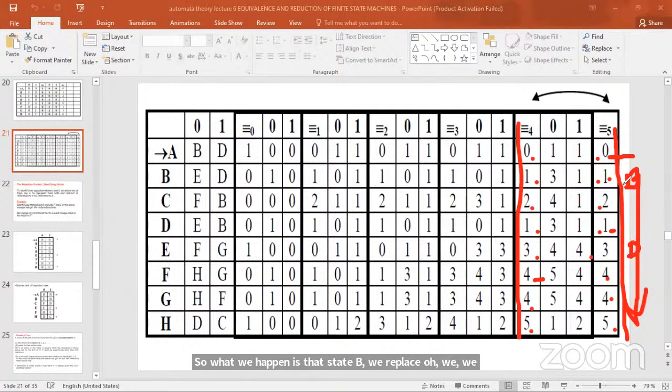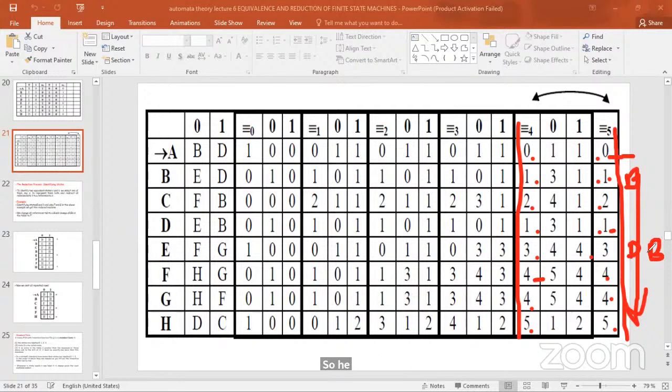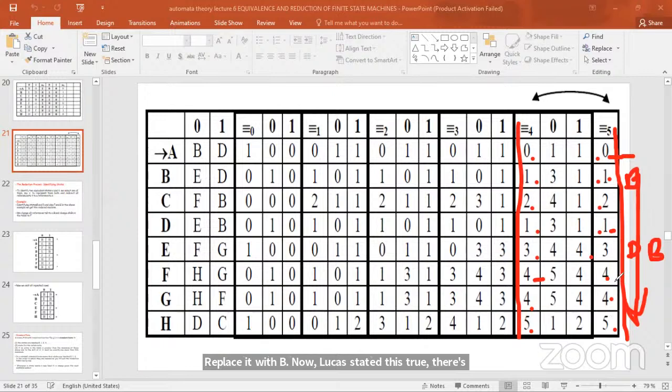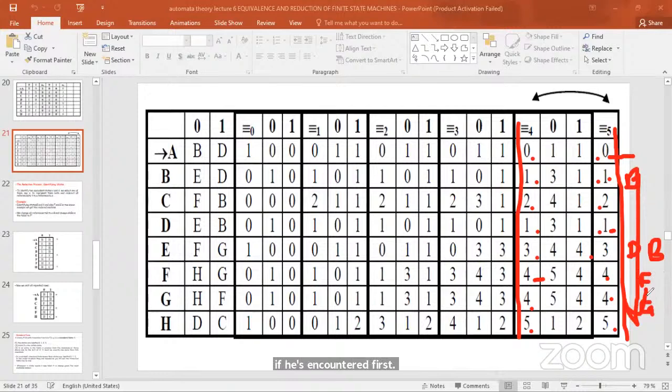So instead of having a table where you see D, you replace it with B. Now look at these two: there's no other 1. 3, no other 1. Now look at 4. So you have F and you have G. In as much as F is encountered first, we replace everything that points to G with F. So this will be turned to F. So let's look at where it was drawn.